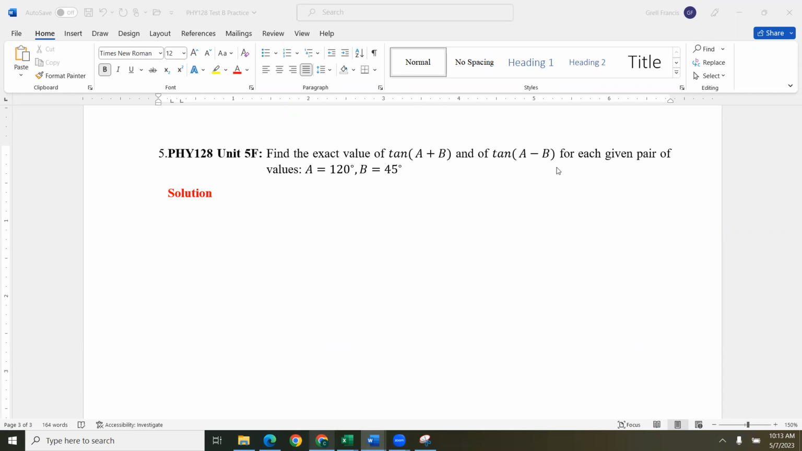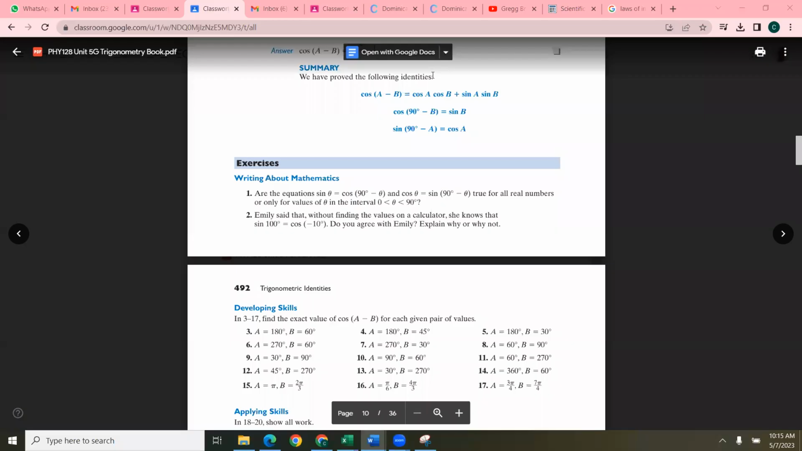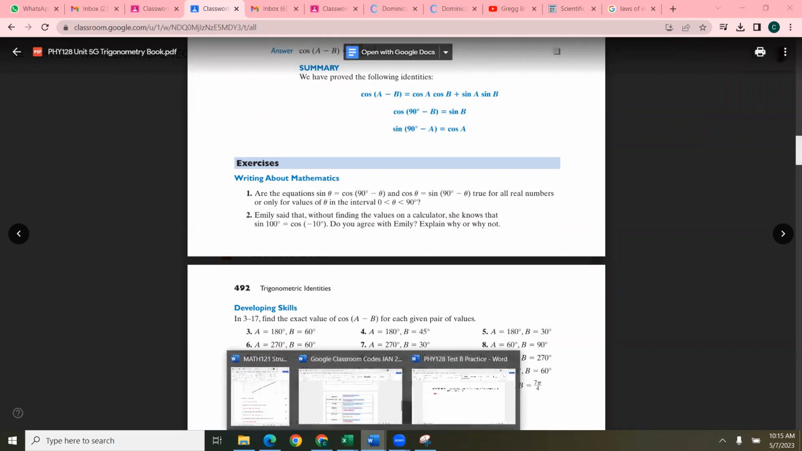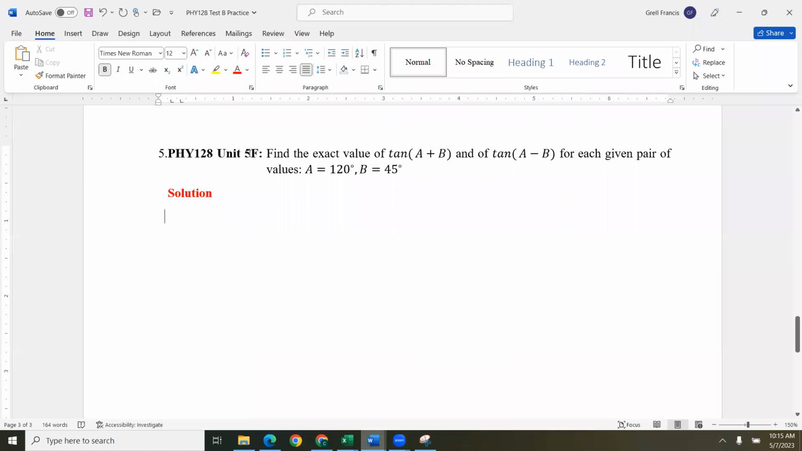So for this now we've got to use unit 5F for assistance. So let us do that. No, actually it's unit 5G that we're supposed to be using for this question. So there's a slight typo here. This is supposed to be 5G. We used 5F for number 4 already.